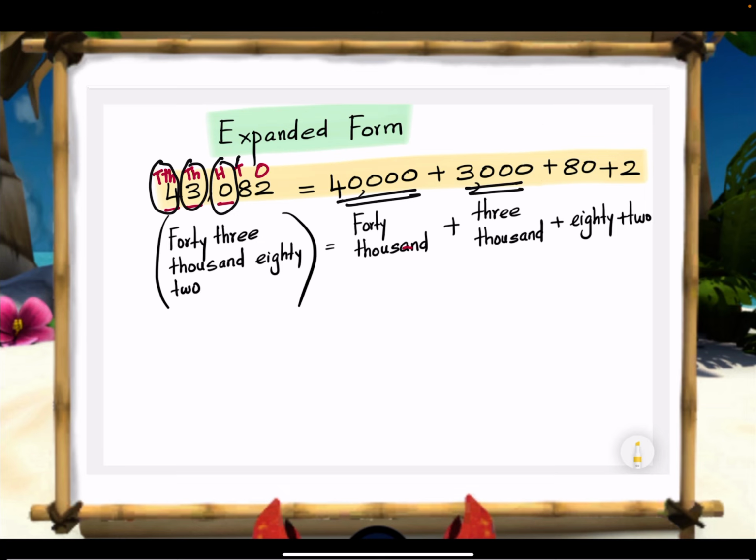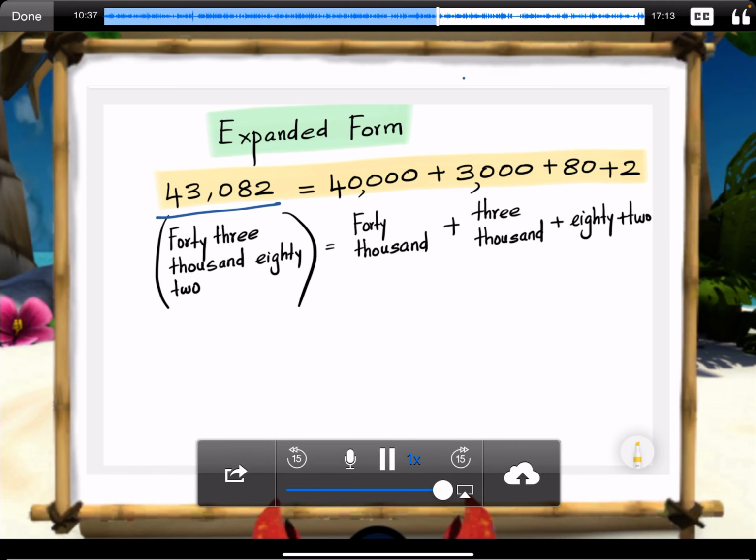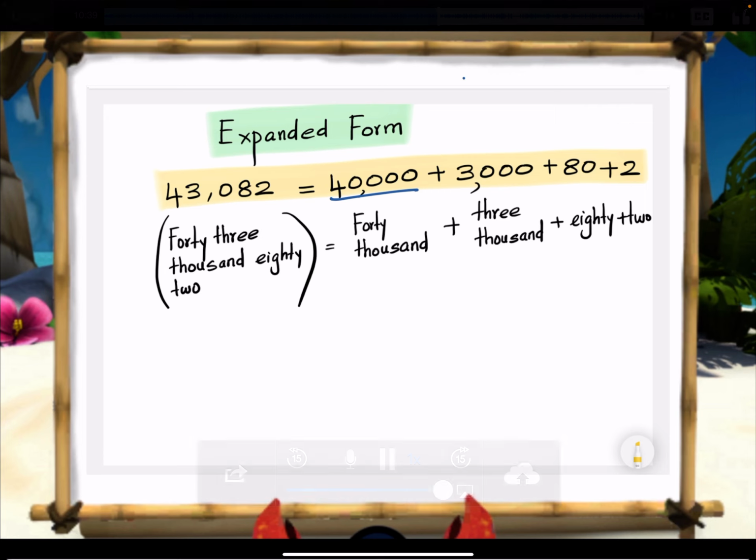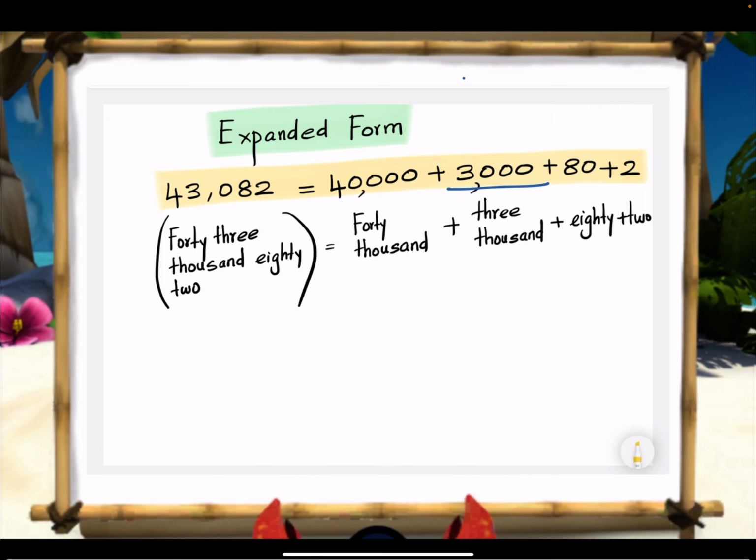And then the value of tens, 8 tens is 80, and the value of 2 ones is 2. And that is how we get, for 43,082, we get 40,000 plus 3,000 plus 80 and 2.